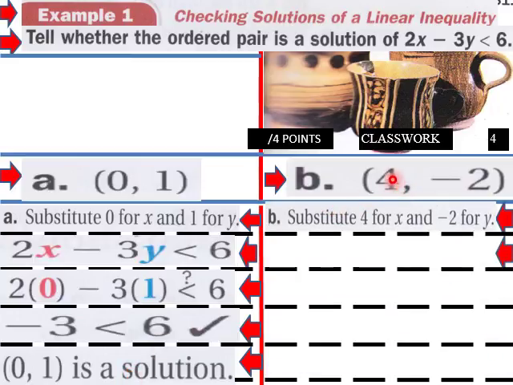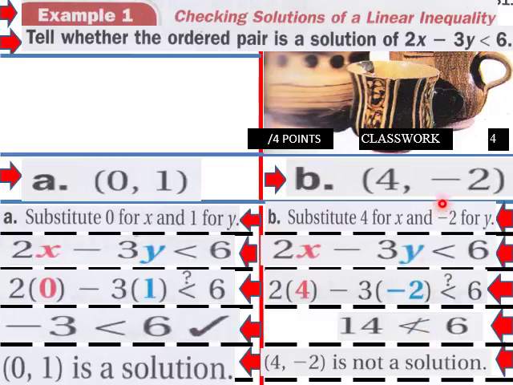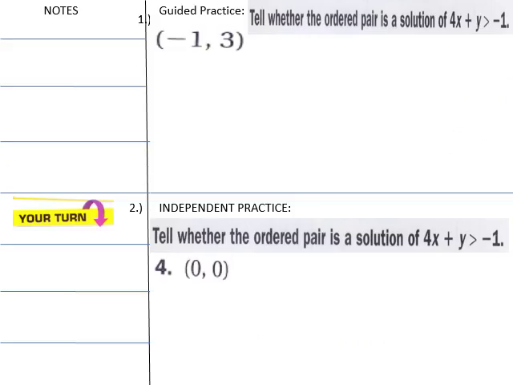(4, -2). So we substitute those values into this inequality up here, 2x minus 3y less than 6. We put those in there. Is that less than? 14 is not less than 6. So (4, -2) is not a solution. So that's how you would do it algebraically.